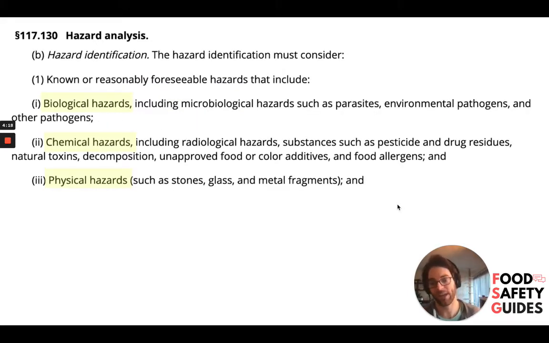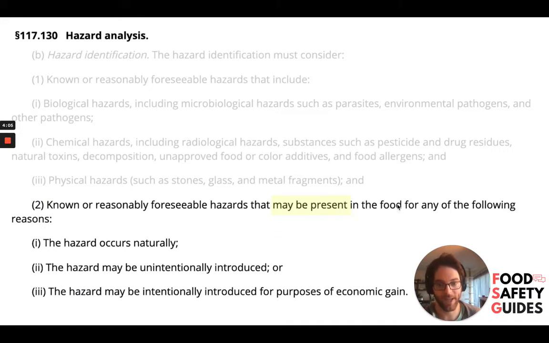Now, hazard identification kicks off with enumerating the different types of hazards. So it begins with those that are known or reasonably foreseeable that are biological, chemical, or physical. Conveniently, they provide us with some examples. Now below, you'll notice that they say known or reasonably foreseeable again, only this time, they're identifying what may be present in any food for the following reasons.